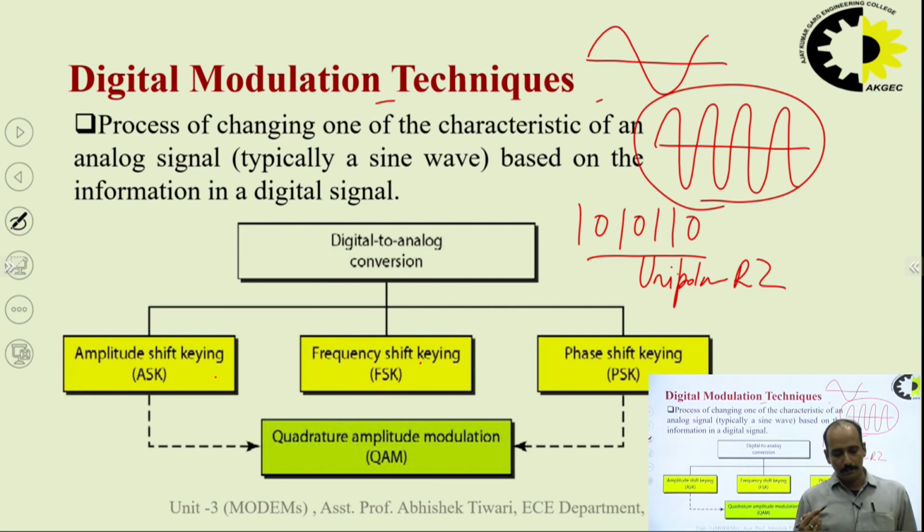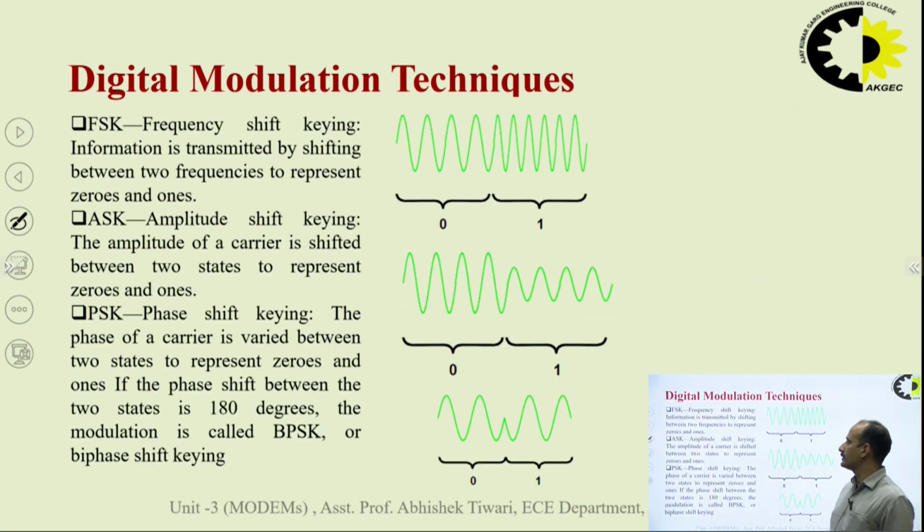When we are talking about the QAM technique, we are taking the main characteristics of ASK, amplitude shift keying, and phase shift keying, and by combining both of them we get quadrature amplitude modulation. Before going towards quadrature amplitude modulation, you have to understand what ASK and PSK are. Here you can see the second one is ASK.